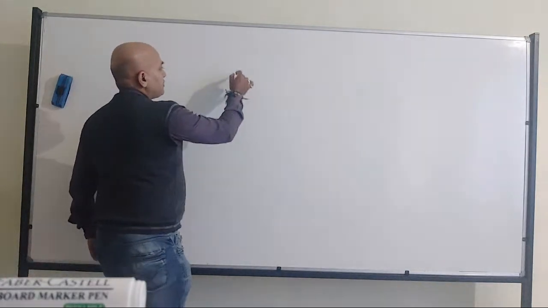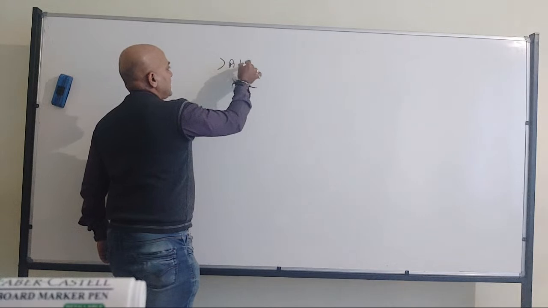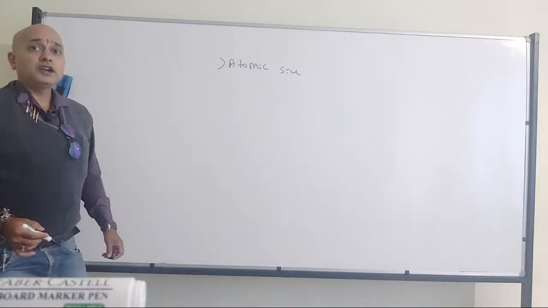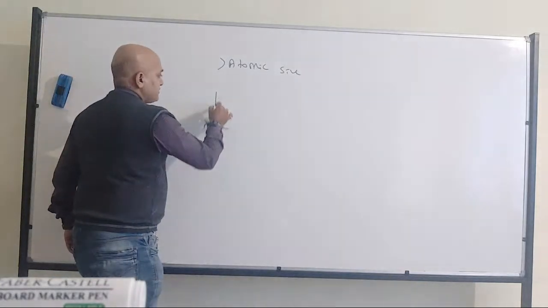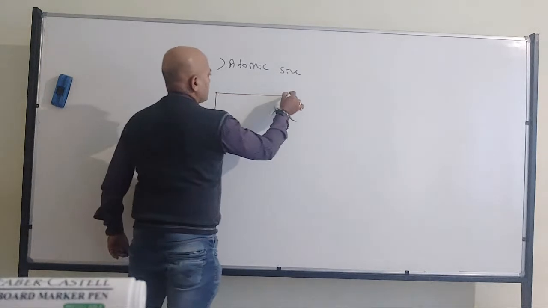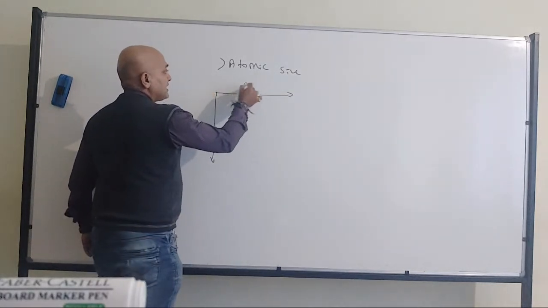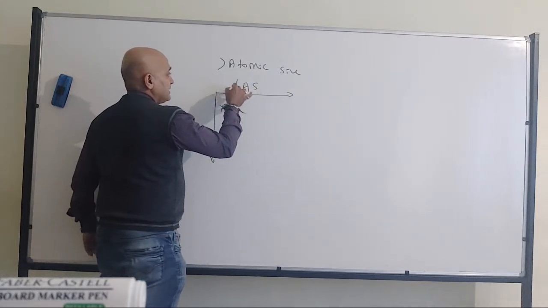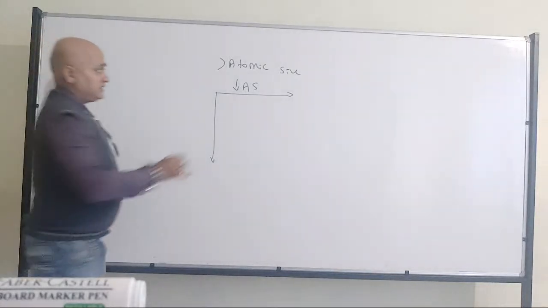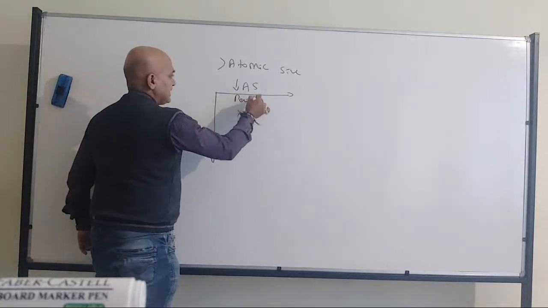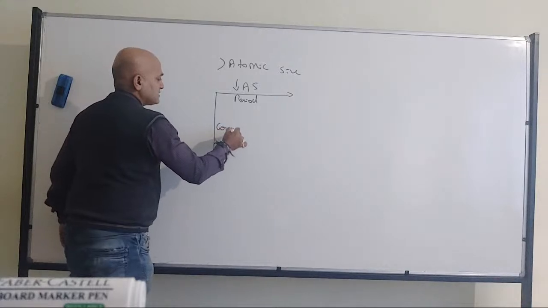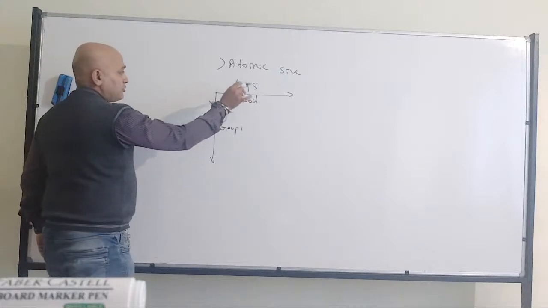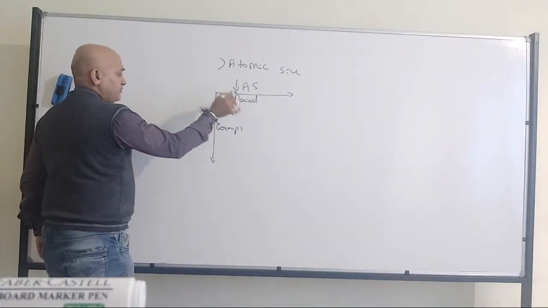Now, when it comes to atomic size, if you understand this one, you are going to understand everything. All of us know that atomic size is going to increase down the group. I will write it as AS, but don't use the short form in the exam, once again I am telling. It will be decreasing along the period. So I will consider this as period, and I will consider this as groups, which move downward. So atomic size is going to decrease across the period from left to right.